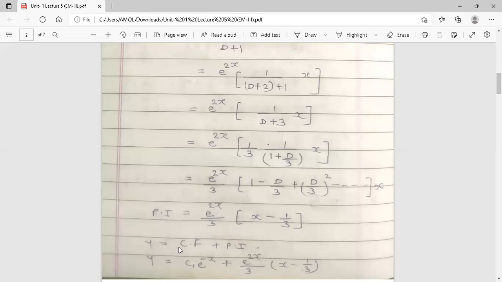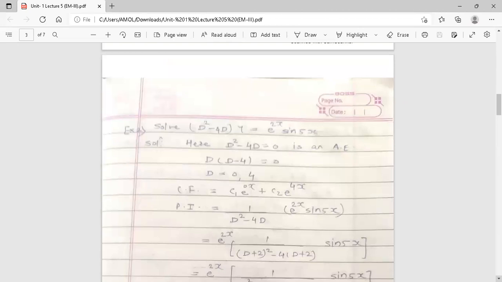And so the general solution is y is equal to CF plus PI. So y is equal to, CF is c1 e raised to minus x, plus PI, which is e raised to 2x upon 3 into bracket x minus 1 by 3. This is the first example, e raised to x into V case.